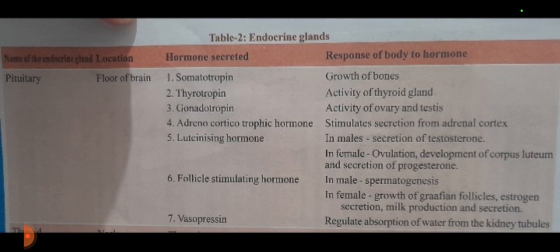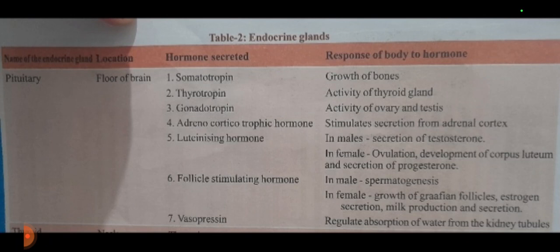The sixth is follicle stimulating hormone. It is similar to the fifth one. It is released the same in both genders, but the body gives a different response. In males, spermatogenesis is the response given to this hormone. In females, growth of Graafian follicles, estrogen secretion, and milk production and secretion.